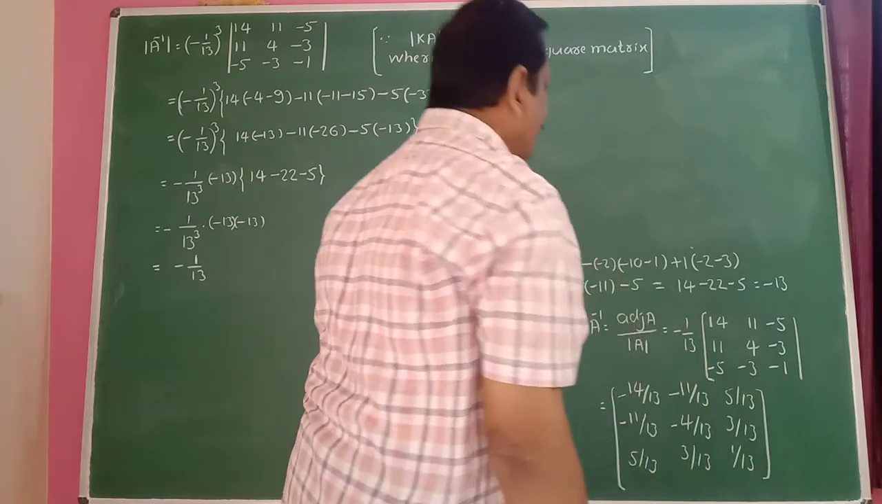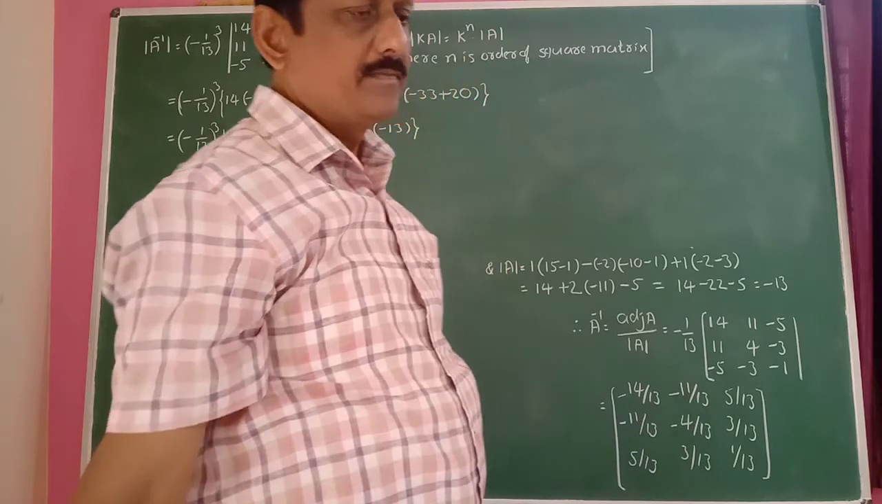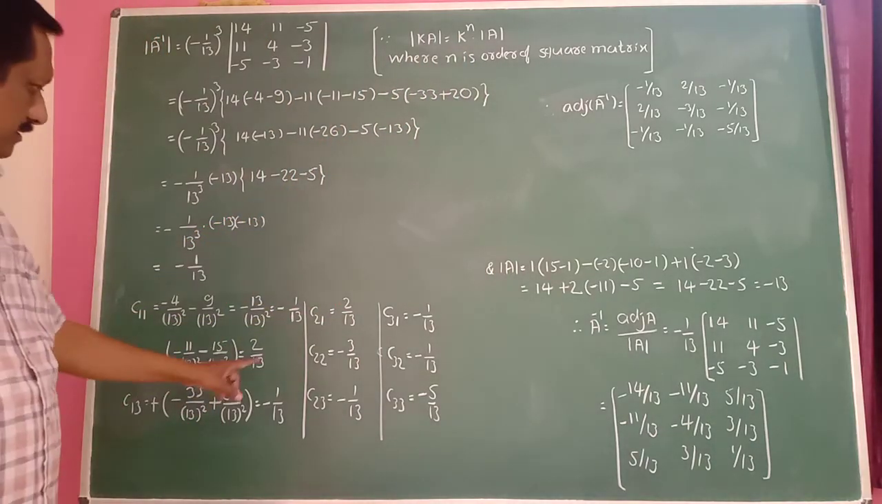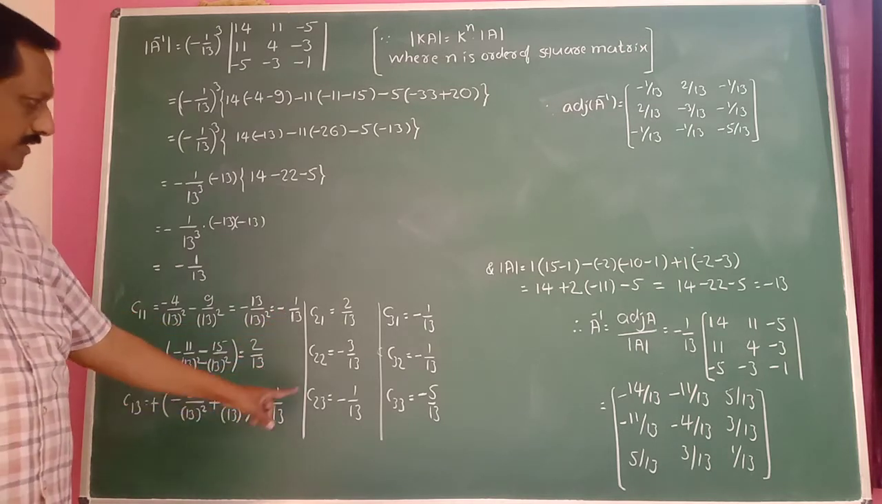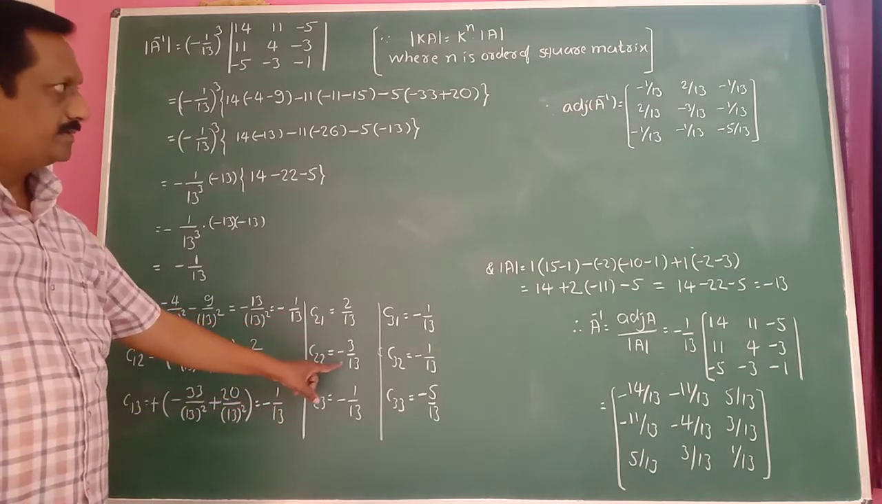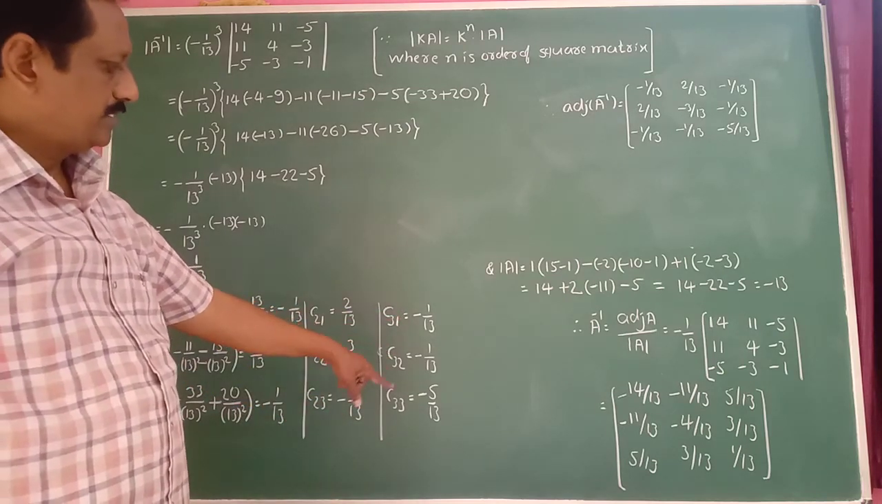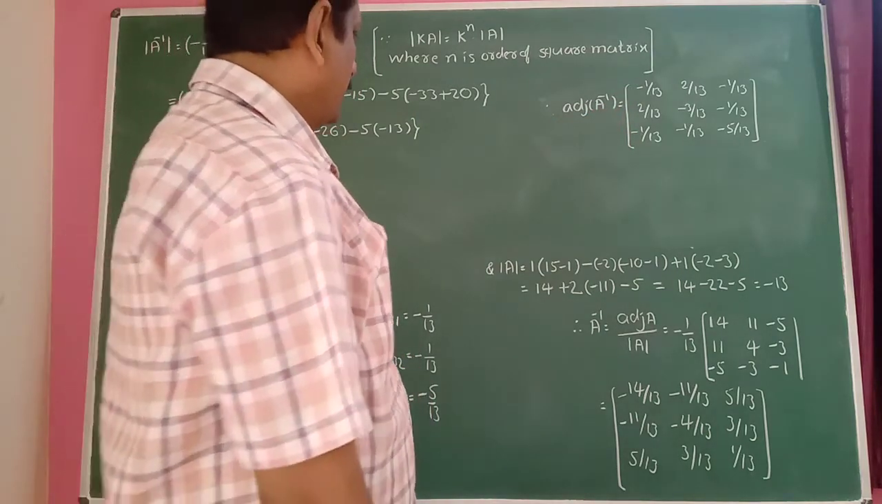Then you find cofactors of each element here. Therefore, adjoint of A inverse: first column minus 1 by 13, 2 by 13, minus 1 by 13. 2 by 13, minus 3 by 13, minus 1 by 13. Minus 1 by 13, minus 1 by 13, minus 5 by 13. This is the adjoint of A inverse.